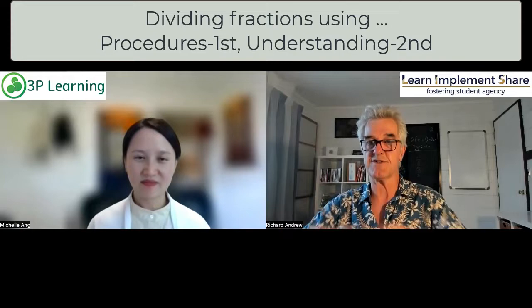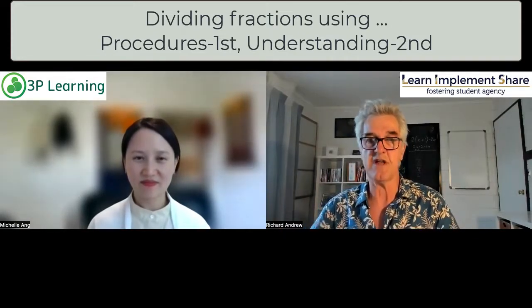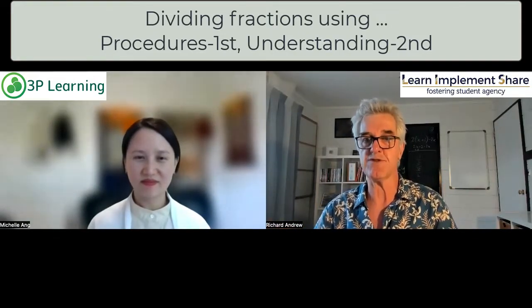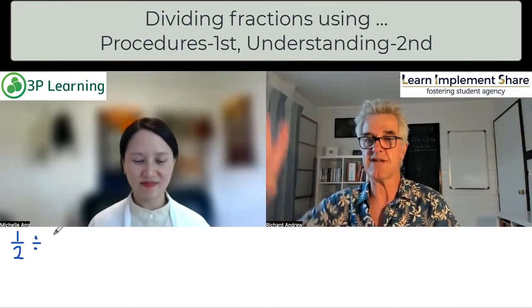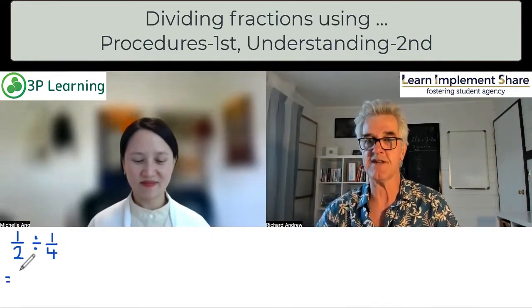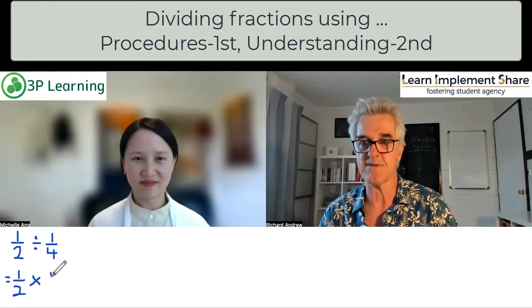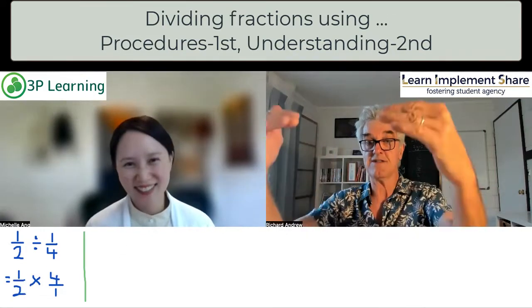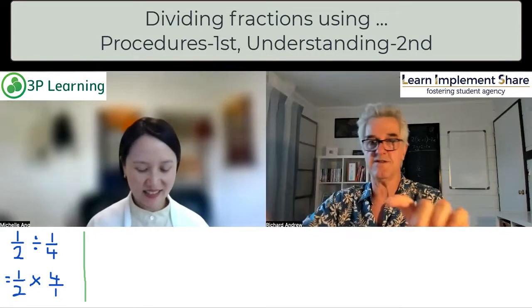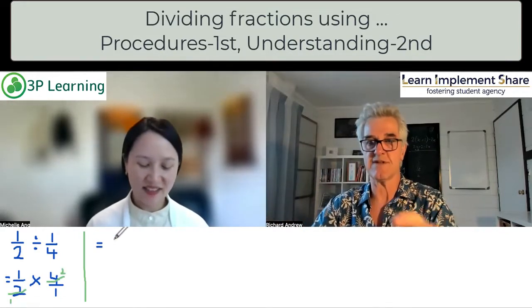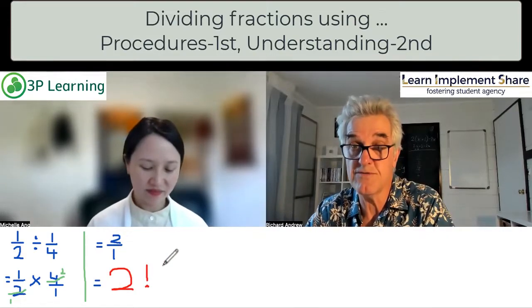Right, students, we're going to now look at dividing fractions. When you divide fractions, here's what you do. And here's our example: a half divided by a quarter. You take the second fraction, you invert it, and you change the division sign to a multiplication sign. So your second line is a half multiplied by 4/1, and you do your numerator and denominator and cancel down, and we've got 2.